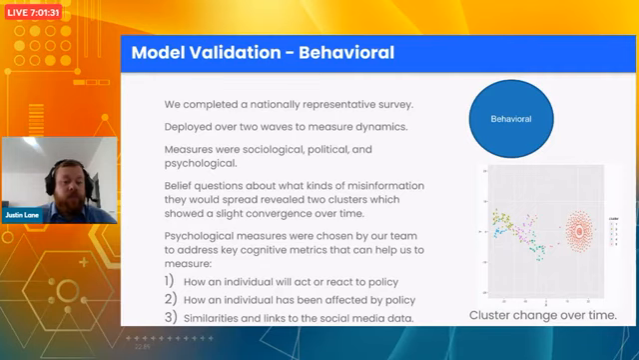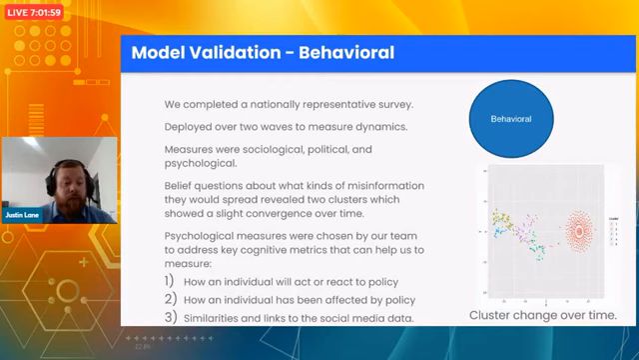The measures, of course, we wanted to look at sociological measures and psychological measures. We also wanted to include political measures, just because by the time we did the first wave of the survey, which was last summer, there were already very political undertones in both Europe and North America regarding how the pandemic was being handled and who was going to be doing what in response to certain policies. So we wanted to at least incorporate that angle to create a more valid and more interesting model.